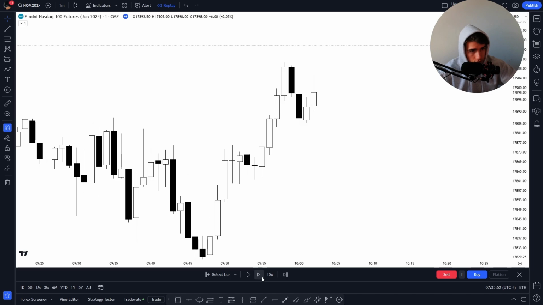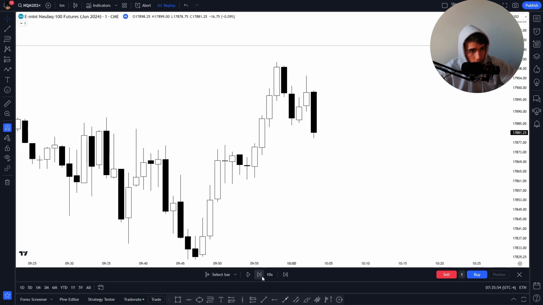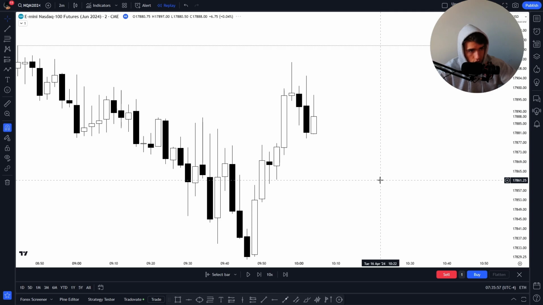Now, we want to pay attention to what price does here. We go even lower than that. Go ahead and look at the 2-minute time frame again.